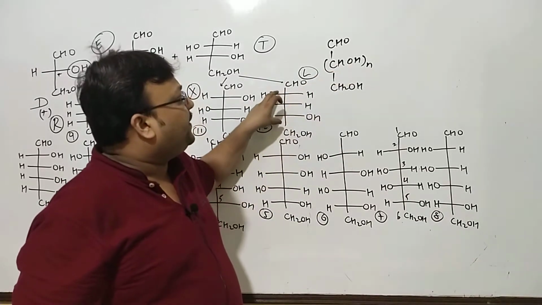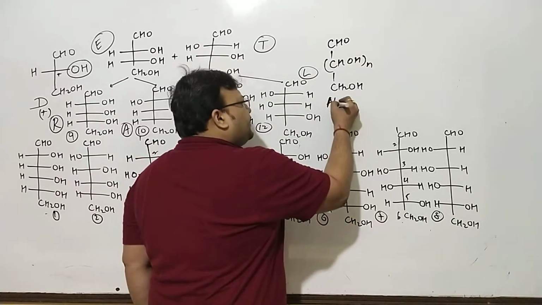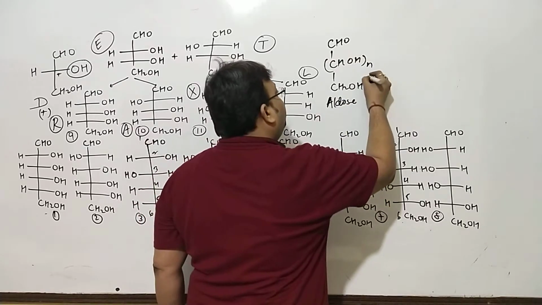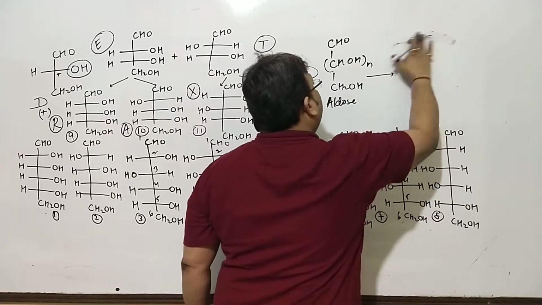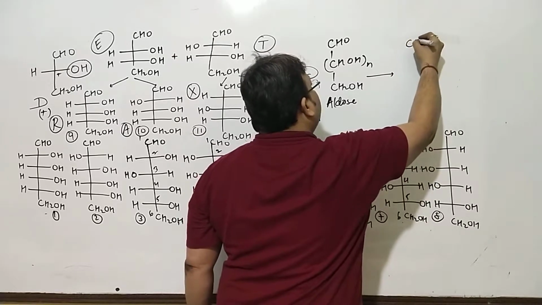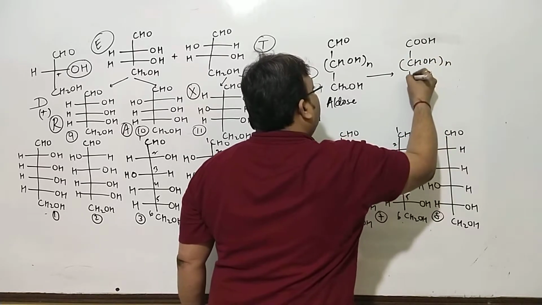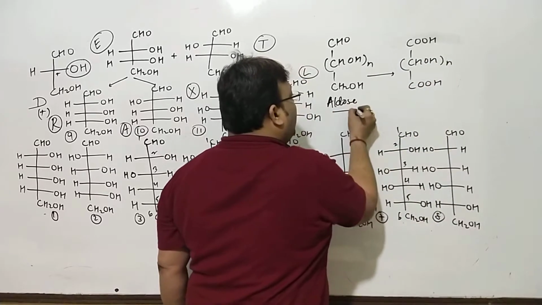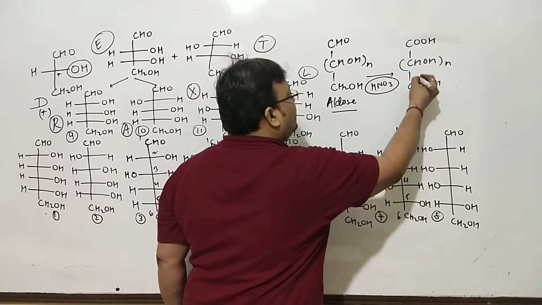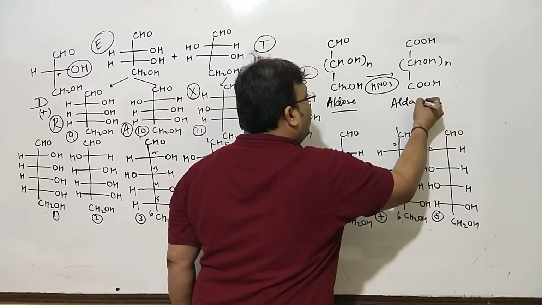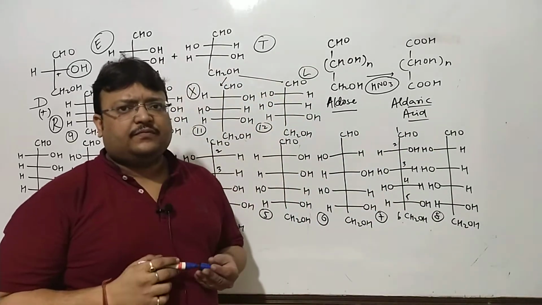If it is 3, it is an aldopentose. If it is 2, it is an aldotetrose. An aldose, when oxidized, can give you COOH, (CHOH)N, COOH. An aldose, when oxidized, nitric acid can do this. This is an aldaric acid. So this reaction will come handy.